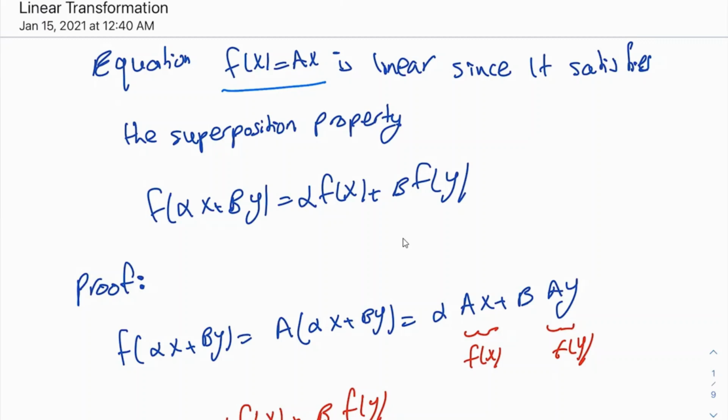Remember, when we talked about the linear functions for vectors, we said f of x equal to A transpose x is linear because it satisfies the superposition principle. Over there, A was a vector. So A was in Rn. And f of x was a scalar.